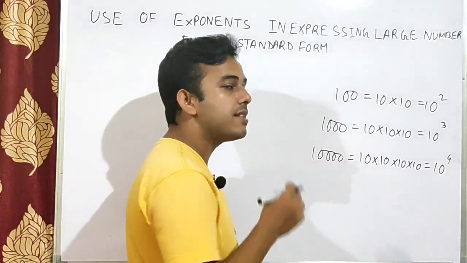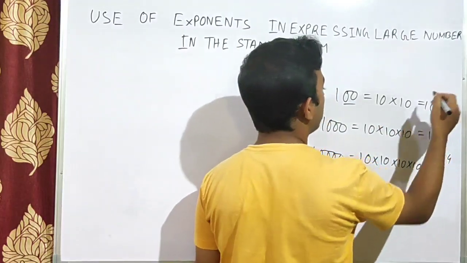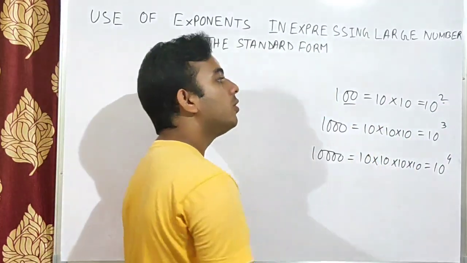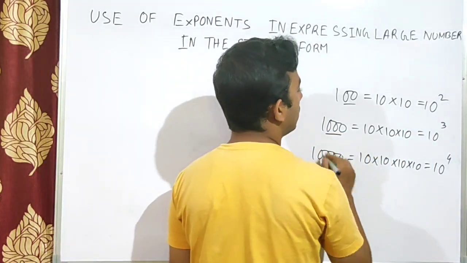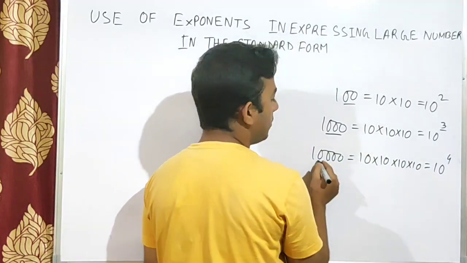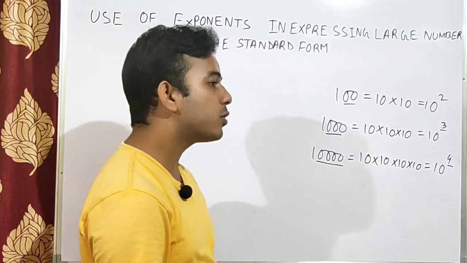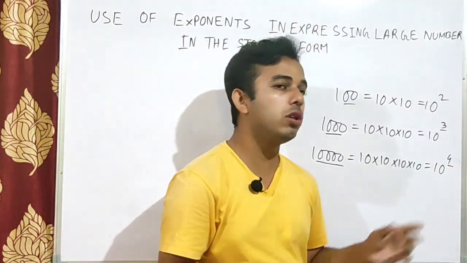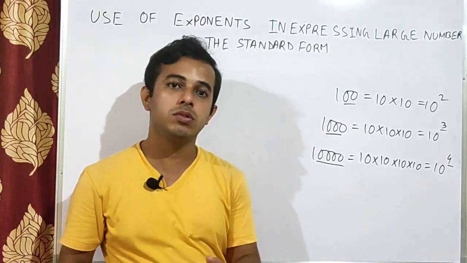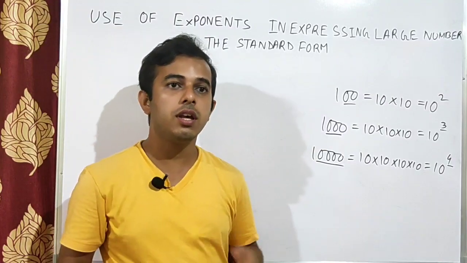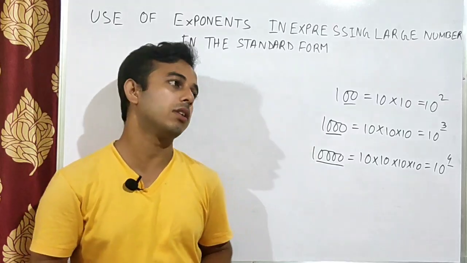Now look, there is some relation between the number of zeros and the power, isn't it? Look, how many zeros? 2 zeros, and the power is 2. How many zeros? 3 zeros, power is 3. 4 zeros, power is 4. Clear? That means whenever you find, suppose, 10 to the power 4, you will know that after 1 you have to give 4 zeros, that means it is 10,000. If it is 10 to the power 5, that means 1 lakh, isn't it?